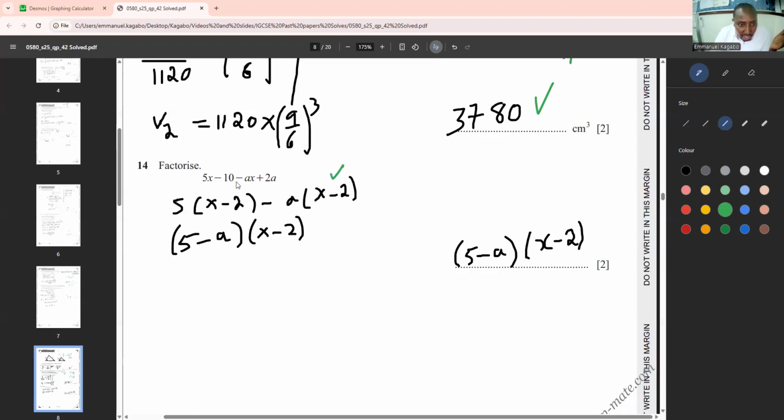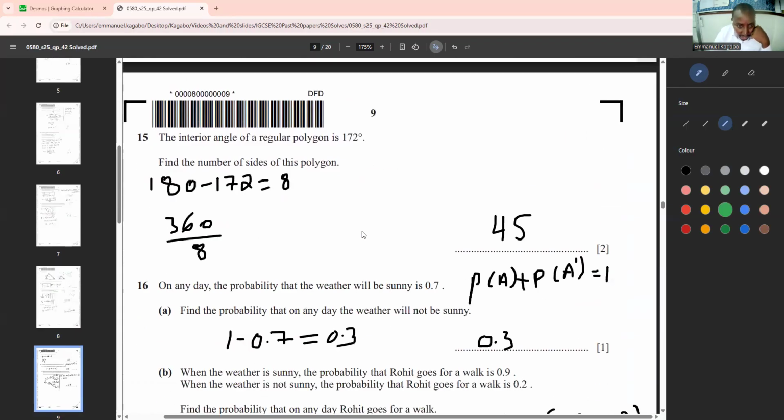So, when you reach here, this is the same as that. So, this and that. I get 5 minus a, times x minus 2, which gives you that. Then you have your answer. Okay? Very good. 2 marks.